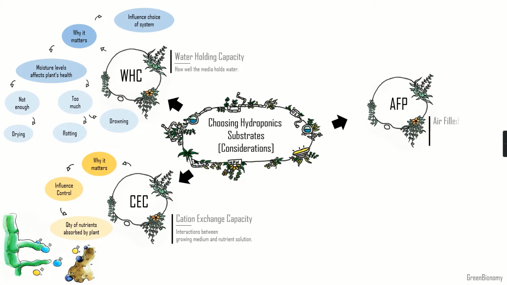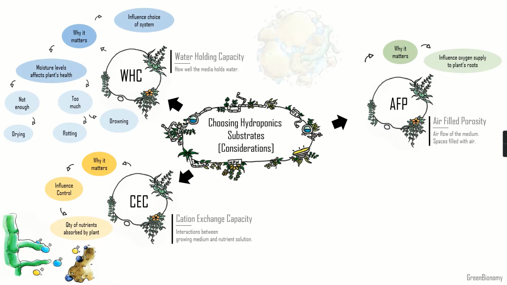Okay. And then you have AFP, so air-filled porosity. That's the airflow of the medium, or the spaces that are filled with air. Again, that's very important. It matters because it influences the oxygen supply to the plant's roots, and the roots of the plant need to breathe, they need air, and if they don't have it, they will end up drowning, like with the water holding capacity. These two, water holding capacity and air-filled porosity, are quite related, right? If you have too much water holding capacity, then you will have less air-filled porosity and vice versa.